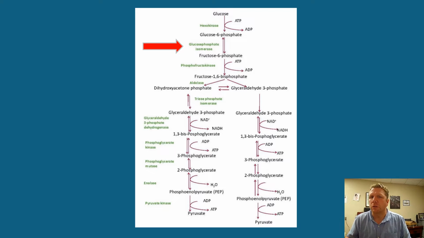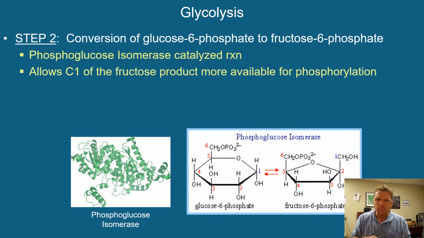we're going to use this enzyme known as glucose phosphate isomerase, or you'll sometimes see this labeled as GPI. One thing I'd like you to notice is that this is an isomerase, so we're simply rearranging the positioning of our atoms. This is a reversible step. We have this equilibrium arrow that shows that this can go backwards or forwards. It's our conversion of glucose 6-phosphate into fructose 6-phosphate.